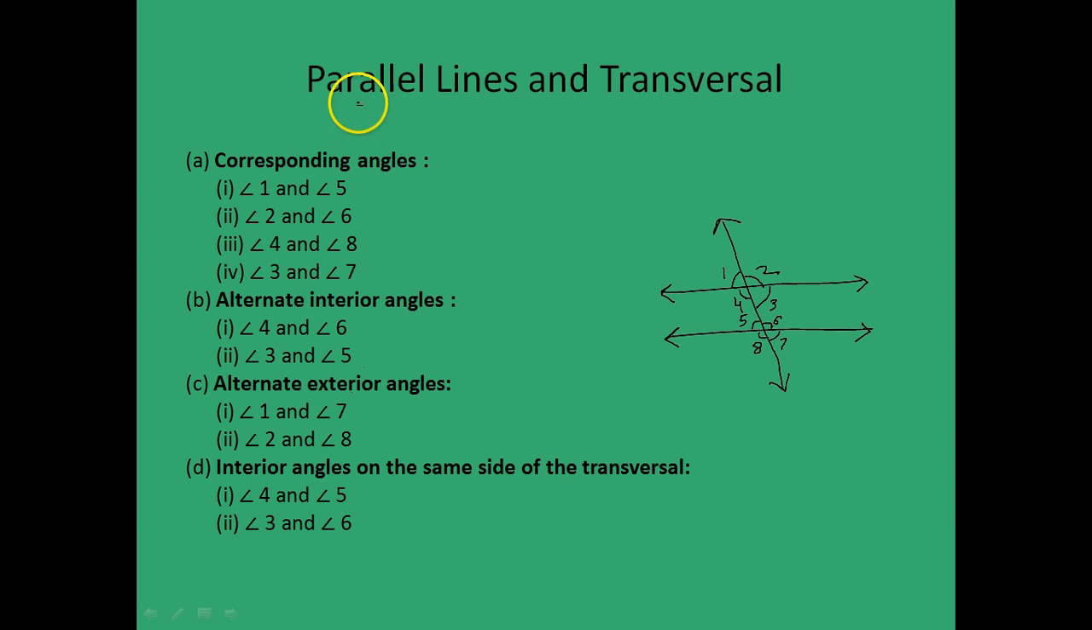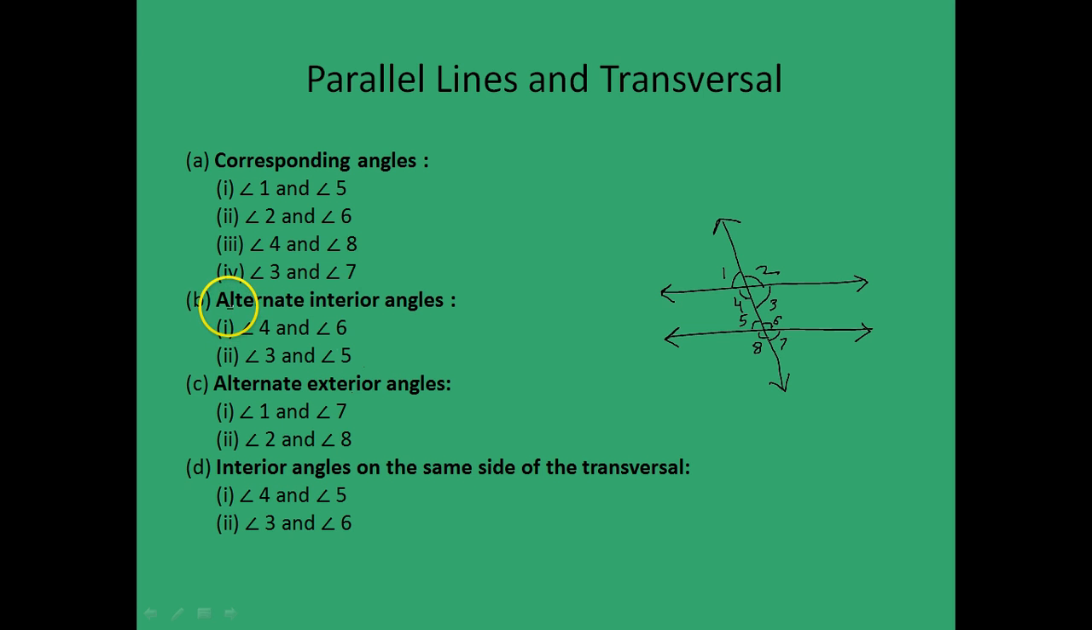Next, we will look at parallel lines and transversals. Keep in mind that a transversal is a line which intersects two distinct lines at two distinct points. There is some terminology associated with the angles that a transversal makes on intersecting parallel lines. Angles 1 and 5, 2 and 6, 4 and 8, and 3 and 7 form sets of corresponding angles.